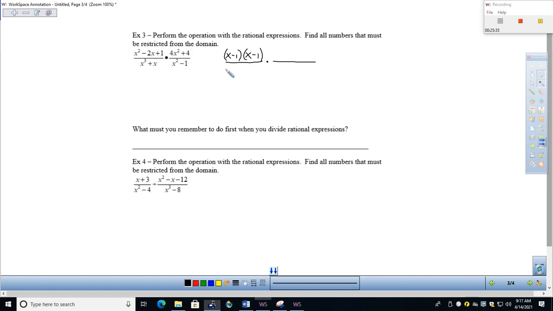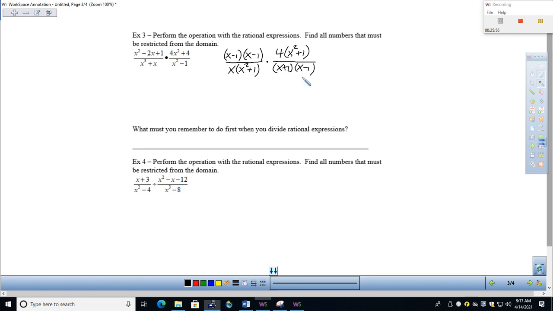Pull out an x from here. This would be x and x squared plus 1. This one, I'd pull out the 4 and get x squared plus 1. And lastly, difference of two squares, x plus 1, x minus 1. I know you can kind of factor those as I've done here.